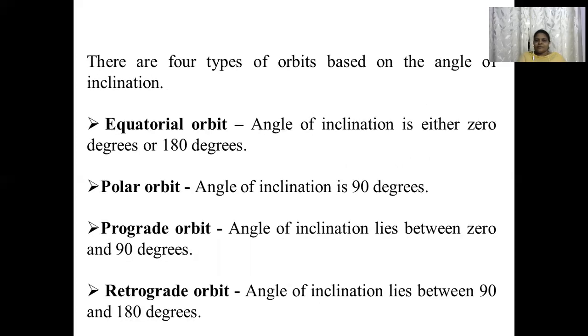There are 4 types of orbits based on the angle of inclination. One is equatorial orbit, where the angle of inclination is either 0 degrees or 180 degrees. Then polar orbit, where the angle of inclination is 90 degrees. Then prograde orbit and retrograde orbit. What is prograde orbit? The angle of inclination lies between 0 and 90 degrees. Retrograde orbit, here the angle of inclination lies between 90 and 180 degrees.